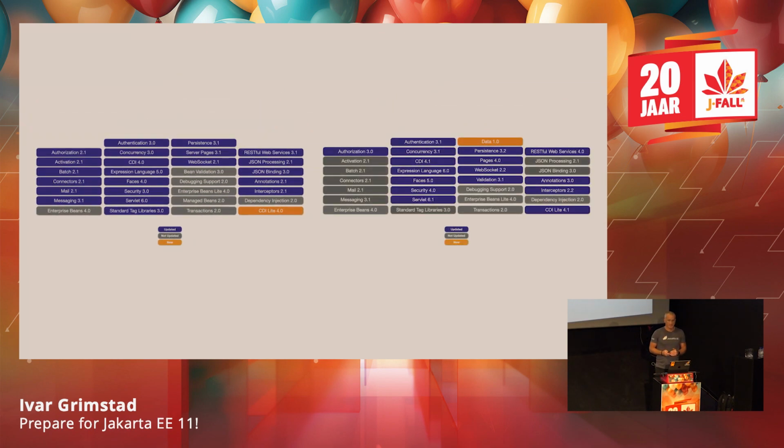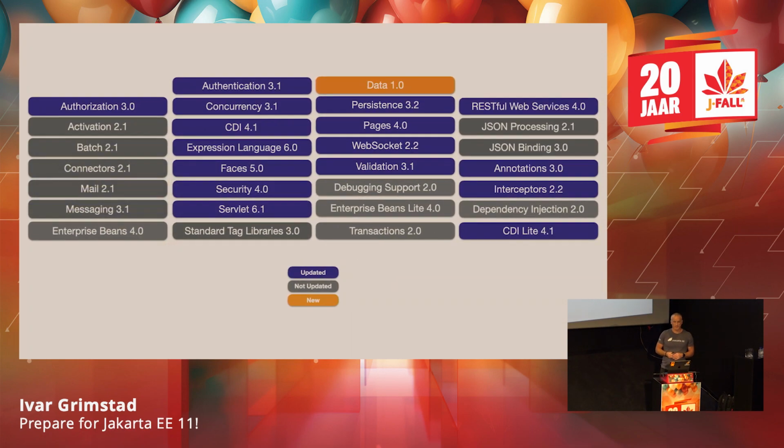If you compare this chart to Jakarta EE 11, you see there is a similar amount of blue things. So there are new things, and one orange there, a new specification as well. The amount of updates in 10 and 11 is very similar if you just look at what's updated. These are the specifications that will receive updates in Jakarta EE 11, the blue ones here. The gray ones are still relevant, but they're not receiving updates in this release. They may be updated later.